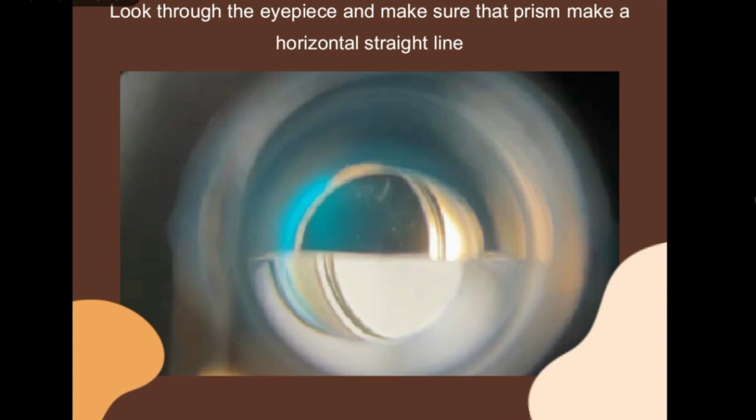If you do not do it this way, you will not get the semicircles, or you cannot see the semicircles. So now, before we go to the interpretations, we will discuss how you perform it. So now you have seen through the eyepiece, you have made them horizontal.